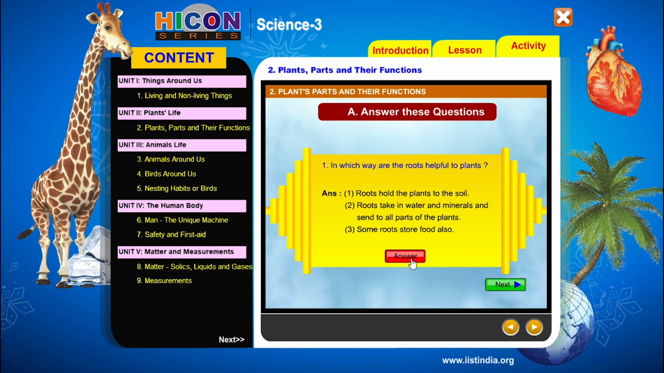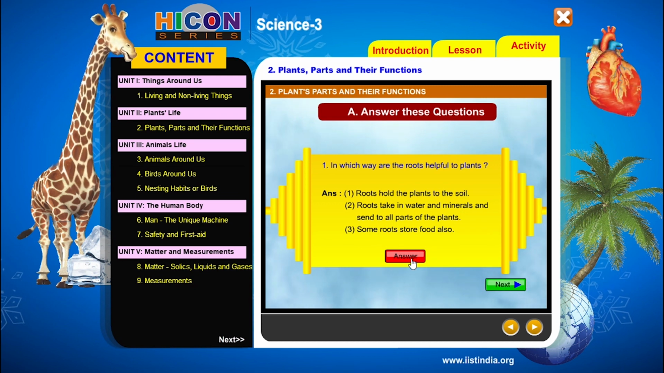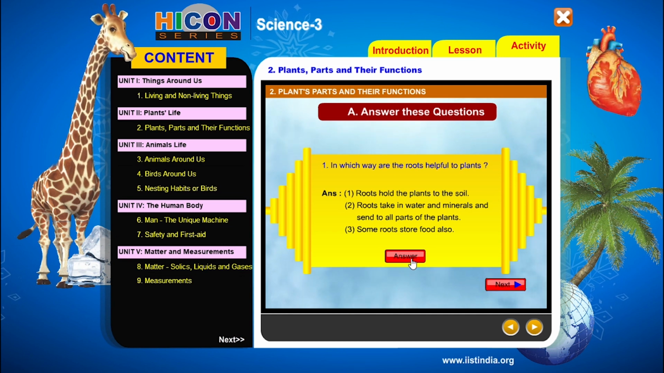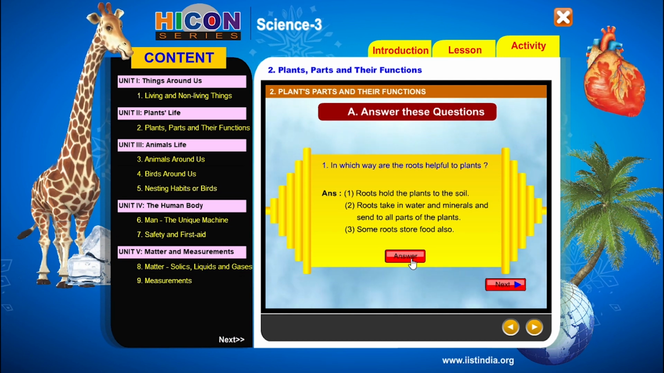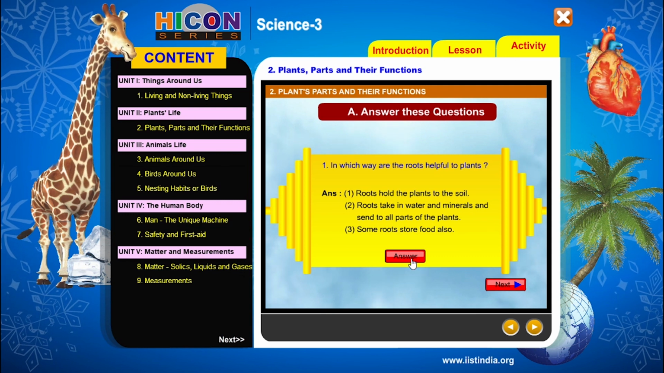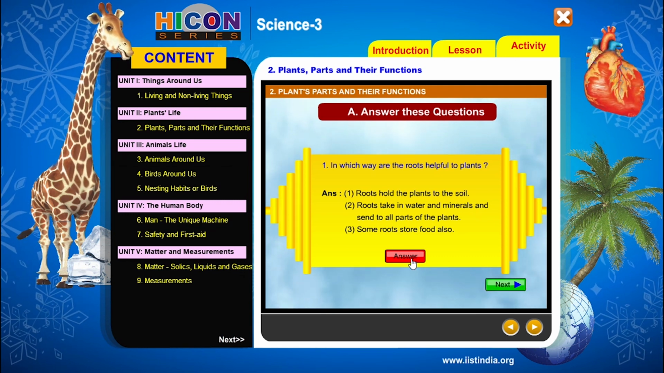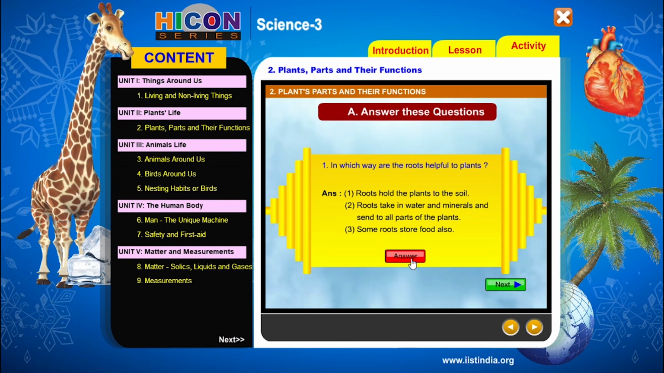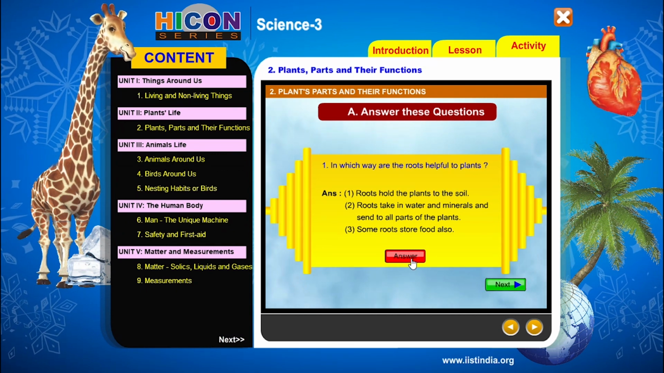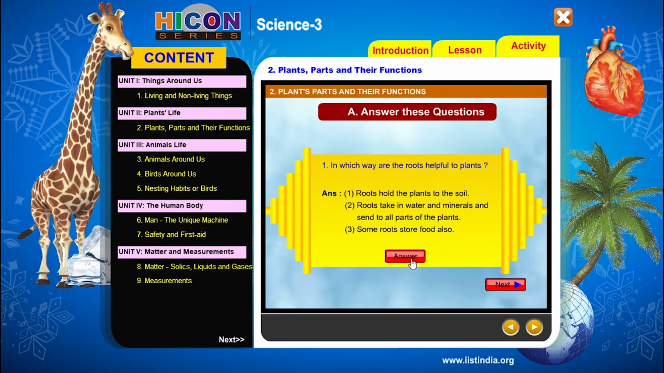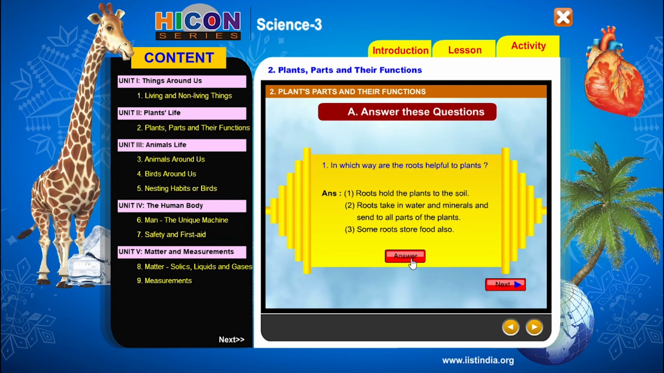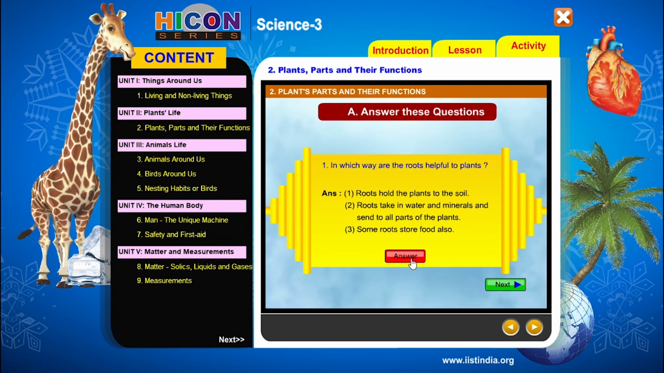Next, the third one is, some roots store food also. Children, some roots store food also. For example, carrot and radish are examples of roots. They are nothing but roots, and they are taken as food because they store their food in their roots. That's why they become very thick and we eat them as food. So this is because some plants store their food in the roots.